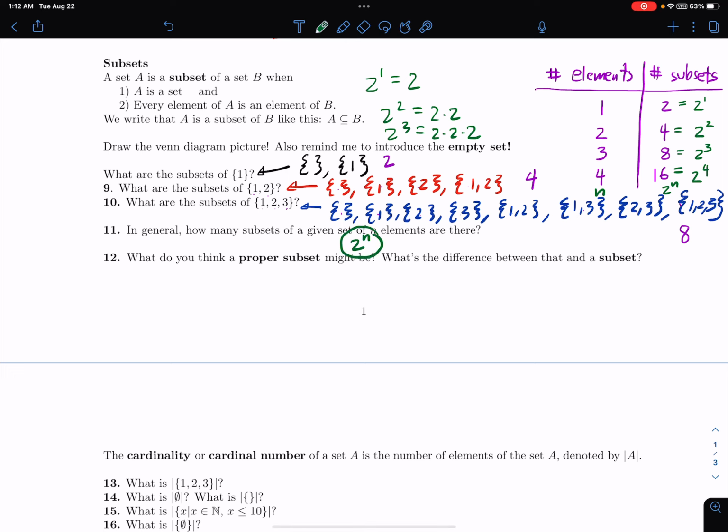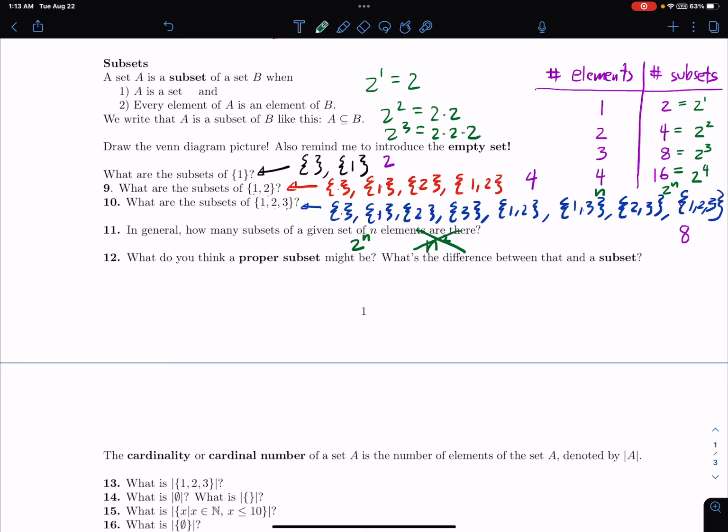And be careful here. Make sure that the 2 is always the one on the bottom. A lot of people write n squared, but that means something different entirely. That means multiply the number by itself twice, but I want to multiply 2 that many times, right? However many elements I have, multiply by 2 that many times.